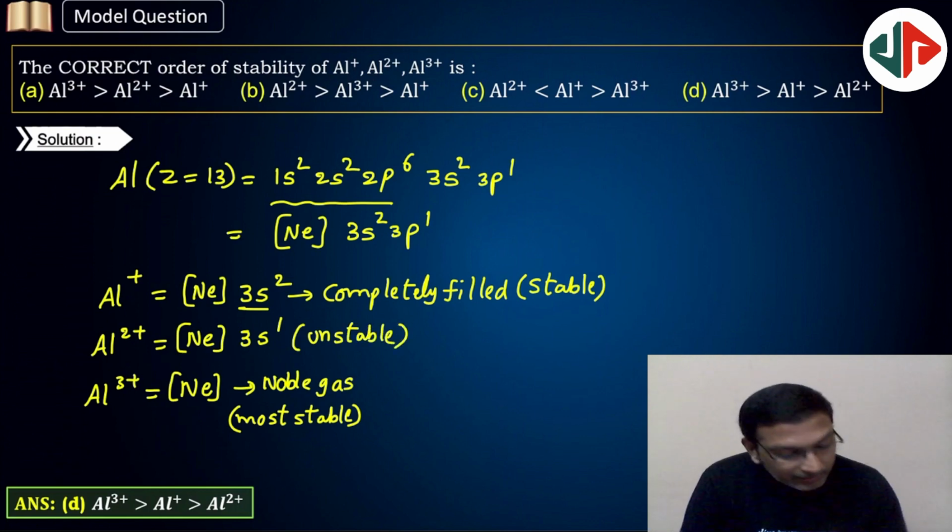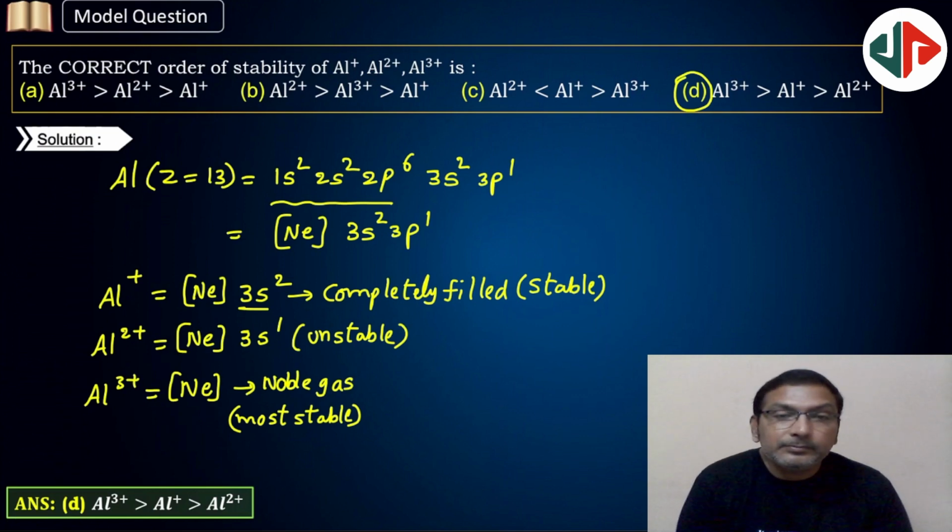Now give the order. First, Al3+ is highly stable due to inert gas configuration. First, Al3+. After that, Al+ has completely filled configuration in valence shell. That is stable. After that, Al2+. Therefore, the option will be D. So, based on configuration, we can arrange this order.